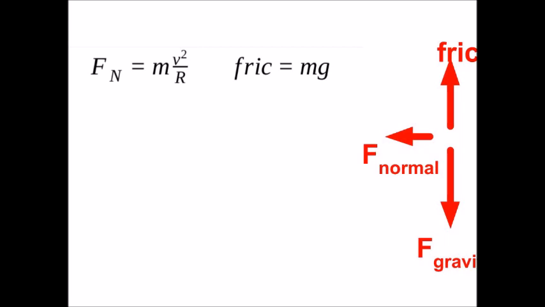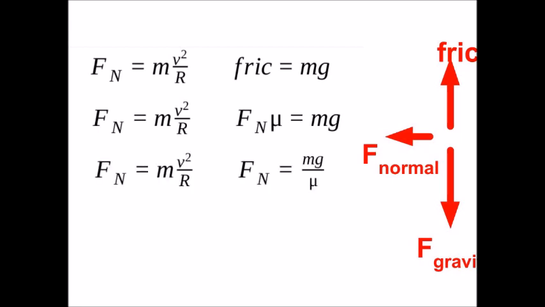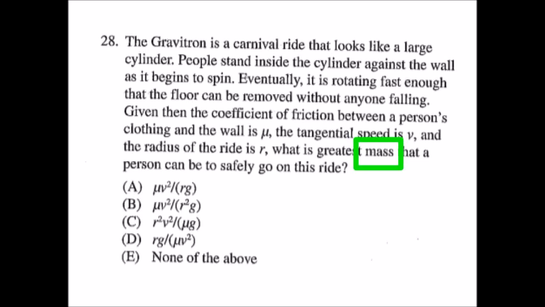Friction force and gravitational force cancel out like that, so let's rearrange a little bit. Friction is equal to normal force times mu. Rearrange a little bit more. We have normal force is mv squared over r. Normal force is mg over mu. Let's get those guys together. And what on earth was I talking about? I was talking about mass. What mass do you need?